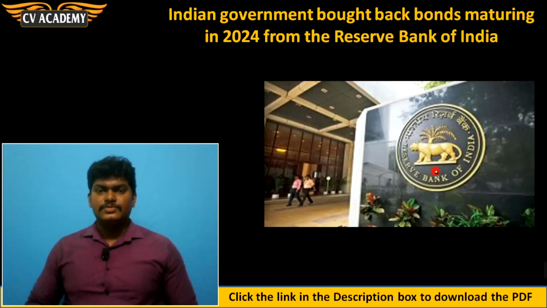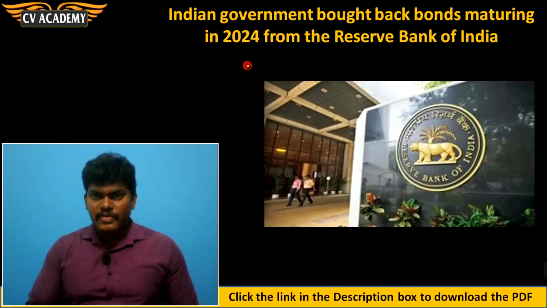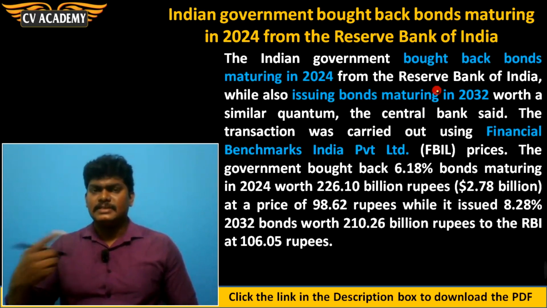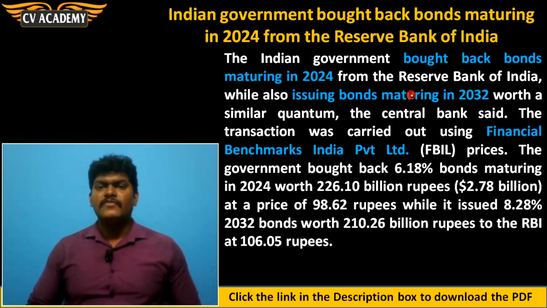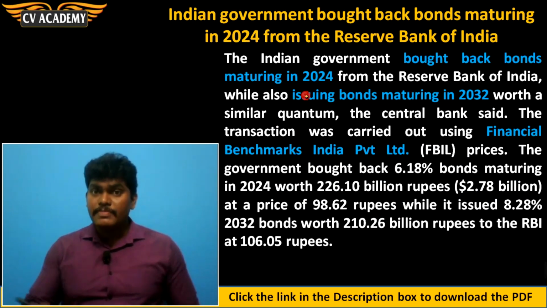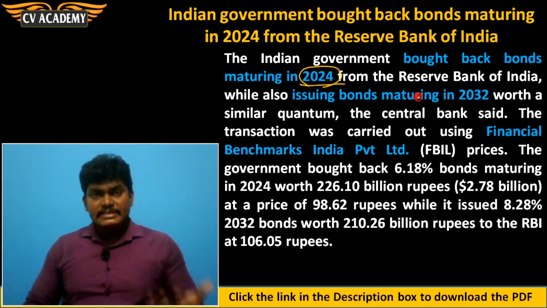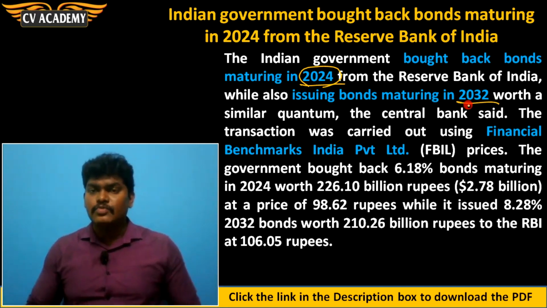Then 28th news. Indian government bought back bonds maturing in 2024 from the RBI. Yes. Actually, the Indian government bought the bonds from the RBI which were going to mature in 2024 only. So before 2024, in the year 2023 itself, the Indian government bought the bonds from the RBI. Instead, they have issued a new bond, which is to mature in 2032. So that's what they have given in this news article.